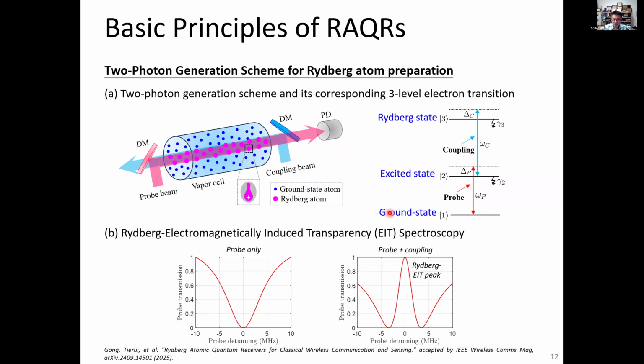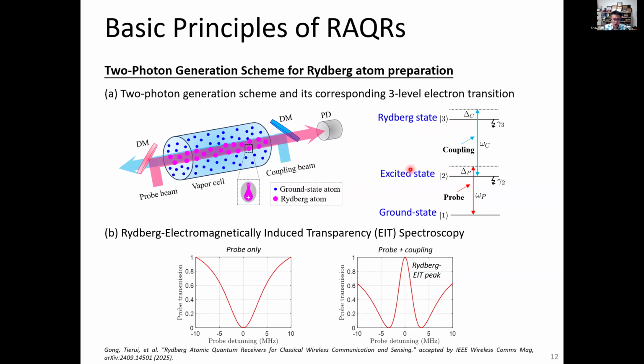So, let's see how it works. For the atoms at the ground state, you can see their energy is over here. When we put in the probe beam, the red laser will bring the electrons to the so-called excited state. However, when we put in another laser beam, the coupling beam, it will bring this excited state to a higher level, which is what we call the Rydberg state. So the electron will be excited to this level here.